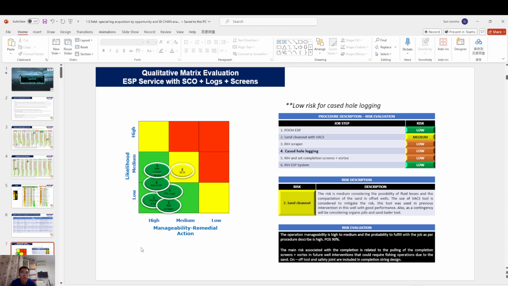So basically low risk for cased hole logs. Pull out of hole ESP, risk low. Sand clean up with VACS, medium risk. Run in hole scraper, lower risk. Cased hole logging, lower risk. Run in hole and set completion screens, low risk. Run in hole ESP system, low risk.